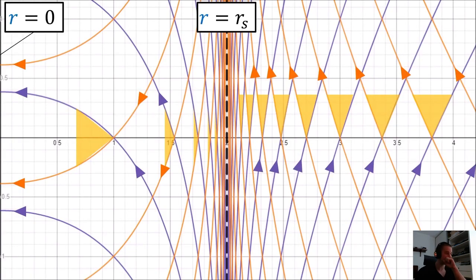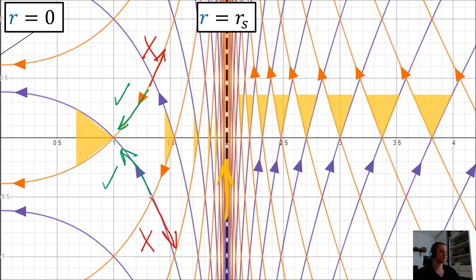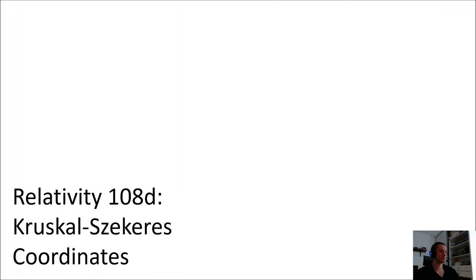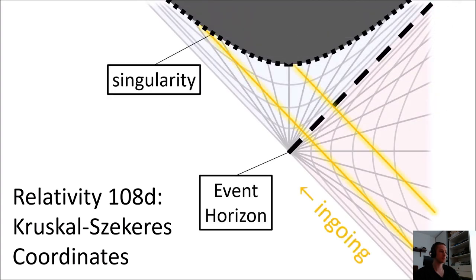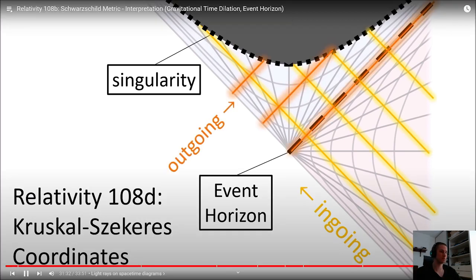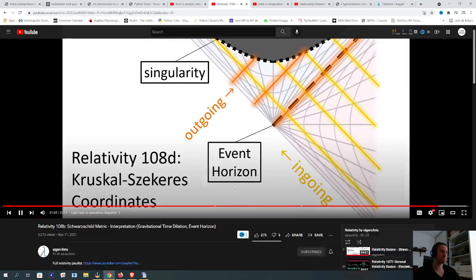Now, you might still have some additional questions, like how do we know that light-like geodesics inside the event horizon always face inward instead of outward? Or how do we know the light-like geodesic on the event horizon corresponds to an outgoing geodesic instead of an inward geodesic? These questions will be answered in Relativity 108D when we look at alternative coordinate systems for Schwarzschild geometry, where we can clearly see light beams crossing into the event horizon and how light beams inside the event horizon can never escape and are doomed to head into the singularity.